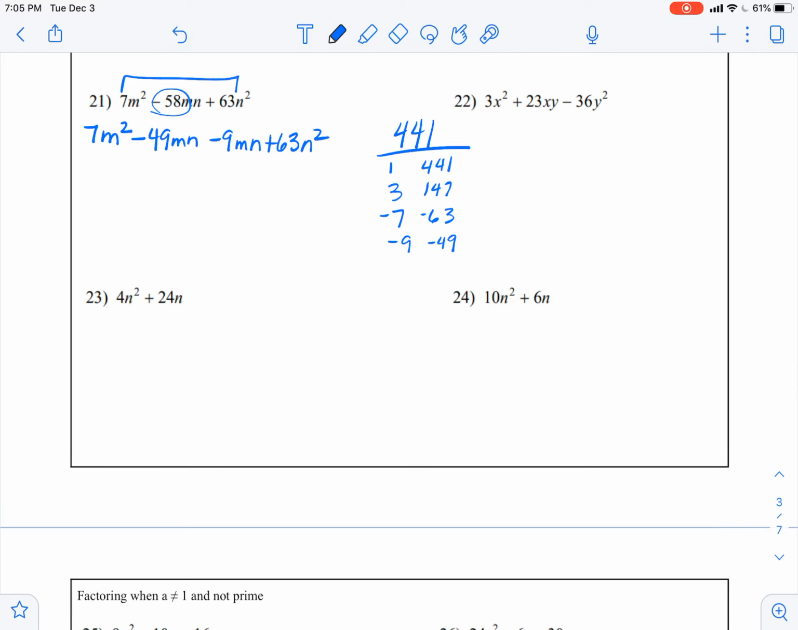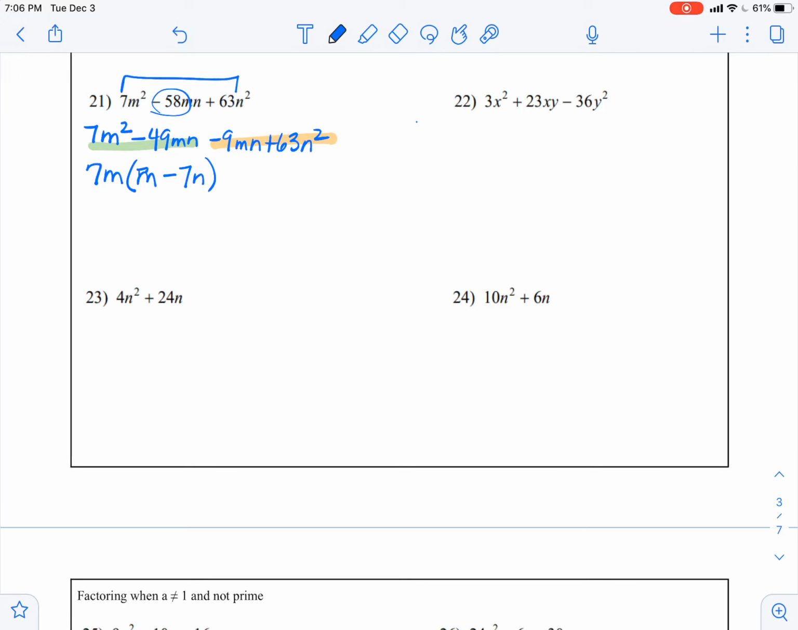Now I'm going to do the grouping. So I am grouping the first two, and then I am going to group the second two. What can I take out of 7 and 49? That would be a 7. I also now have an m squared and an m, so I can take an m out. That's going to leave me with m, and minus 49 divided by 7 is 7. I take the m out, but it leaves me with an n.